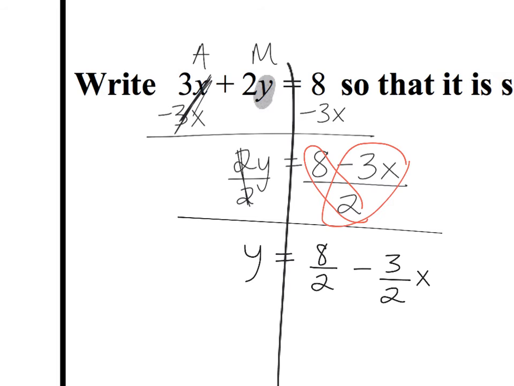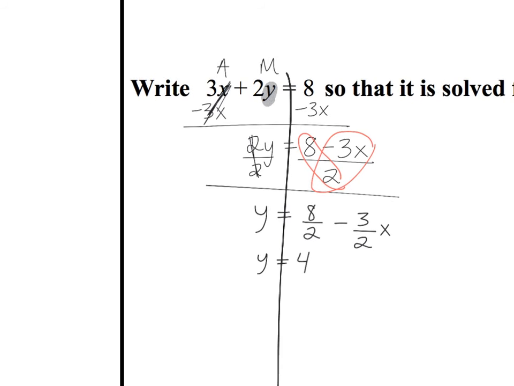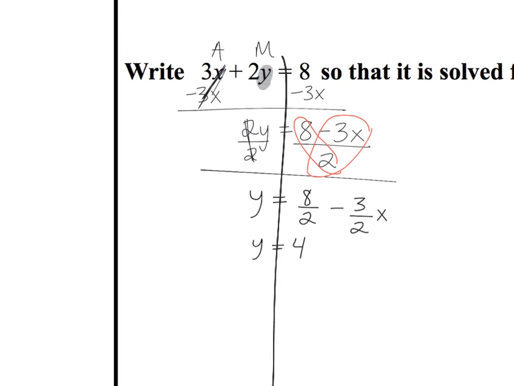8 divided by 2 is what? 4. Can 3/2 get any smaller? Yes. You could write it as 1.5 if you wanted, or you could leave it as a fraction. Since it's a fraction that stops, it would be okay with me if you wrote 1.5, but you do not have to. So I'm going to leave it as 3/2. But if you like 1.5 better, you won't hurt my feelings.